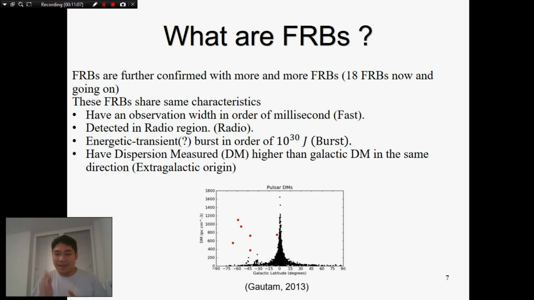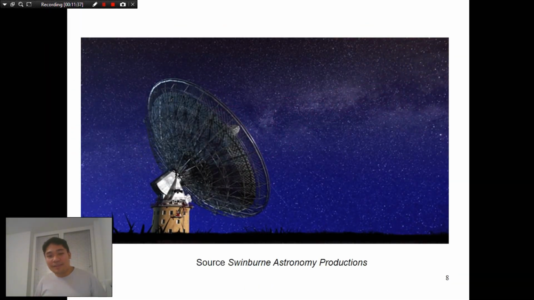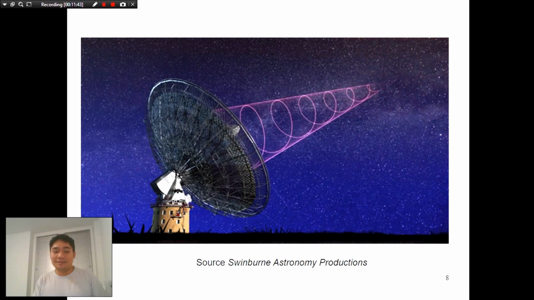So it's very energetic, and it has a higher DM than the galactic DM. What does that mean? It means that it comes from outside of our galaxy, so we call that an extragalactic source. However, so far we have detected only 18 FRBs, but it's still going on. The reason we don't detect many FRBs is that detecting an FRB is like a lottery.